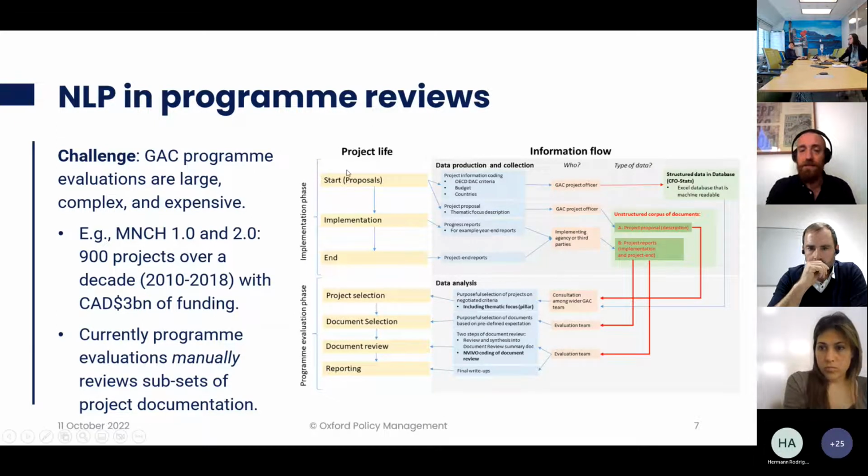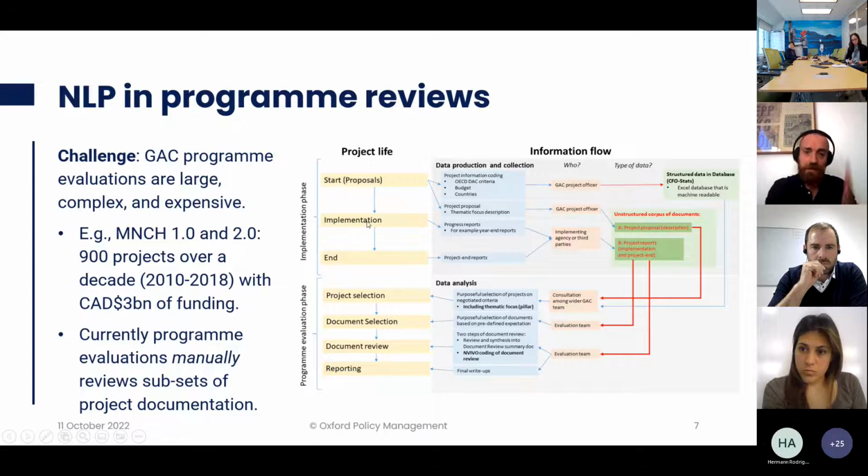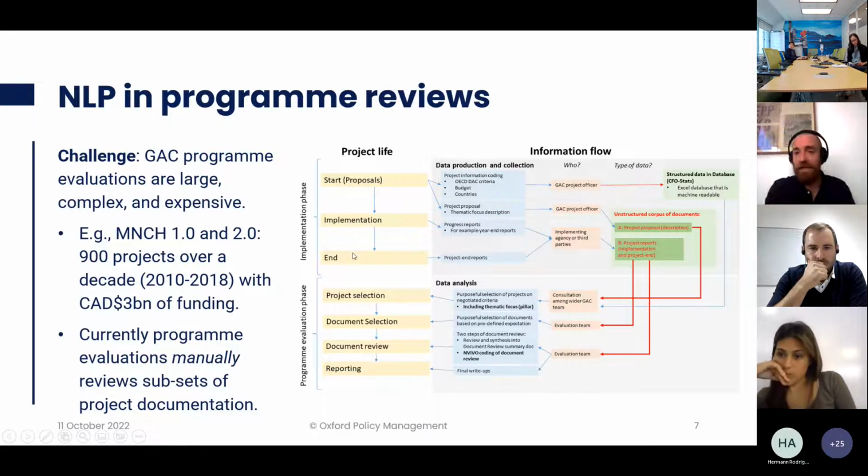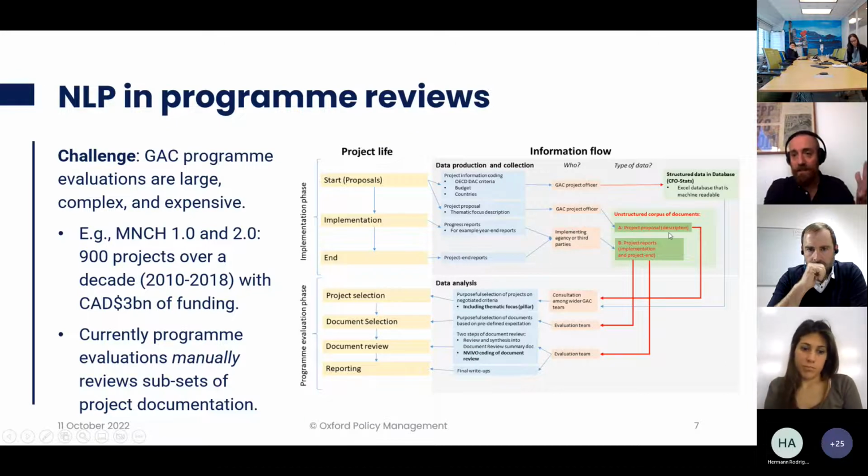And the way that works, if you think about it, this is the project life, very simplified. There's a start with a proposal, there's an implementation. And out of this, we have all these texts that come from this. So for example, project proposals, right? Progress reports, project end reports. They all get sent to someone at Global Affairs Canada. They get stored somewhere. And in fact, a lot of it gets stored in this unstructured corpus of documents. I mean, basically dumped into a big bucket, right? There's no table behind that extracts labels or anything like that from these documents.